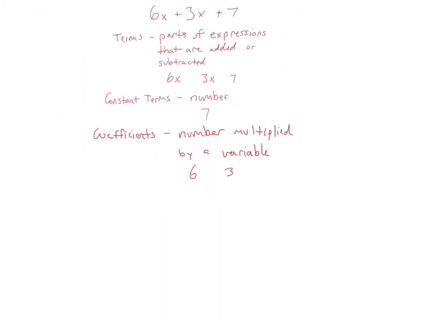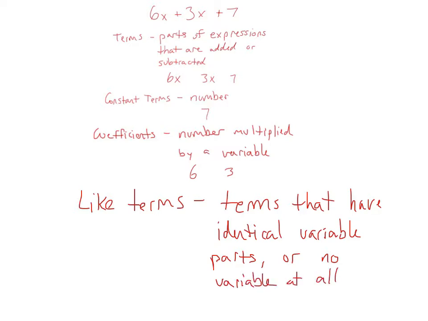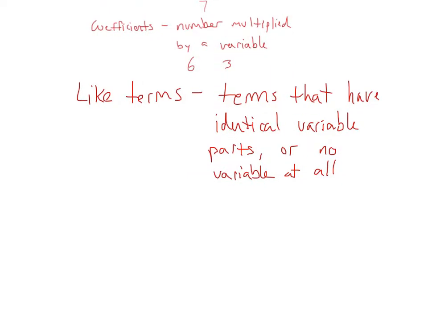Okay. And so lastly, I have what are called, I just have to kind of make it small for a sec, like terms. Okay, what are like terms? They are terms that have identical variable parts or no variable at all. Now, one of the rules with like terms is that you must have at least 2 common terms for them to be like terms.